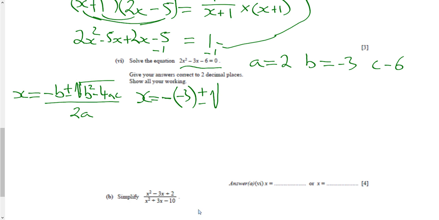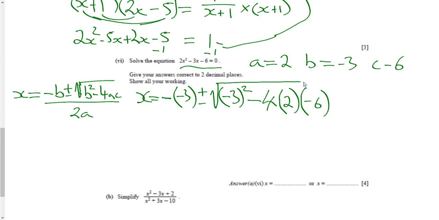square root of b squared. So b squared is going to be minus 3 squared minus 4 lots of, now I'm going to throw brackets in here, okay, just so we don't get mixed up, 4 lots of 4 times a, which is 2, c, brackets again, which is minus 6. Now the brackets are just really handy so we don't make any mistakes. And all of that's going to be divided by 2 lots of a, which is 2.